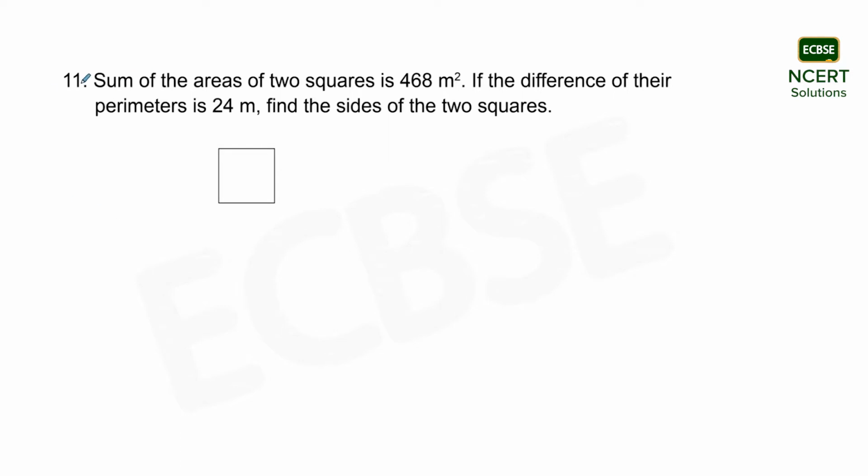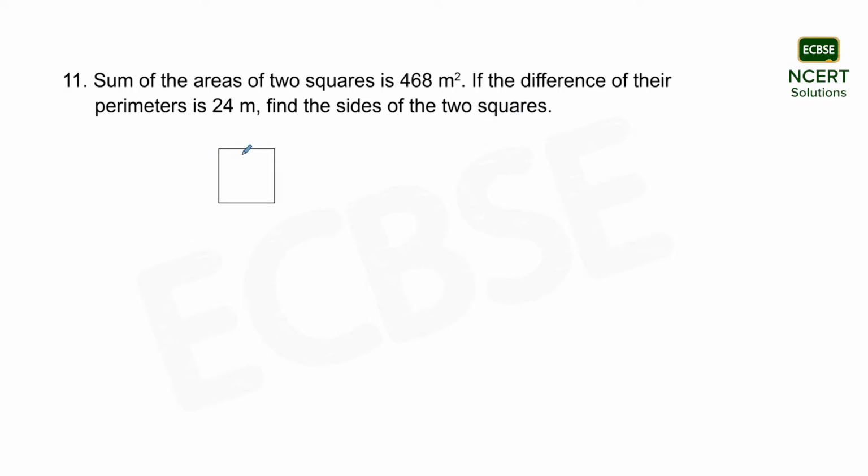Hello students, so here we are with question 11 of exercise 4.3 for the chapter Quadratic Equations. The question is: the sum of the areas of two squares is 468 meter square. If the difference of their perimeters is 24 meter, find the sides of the two squares.